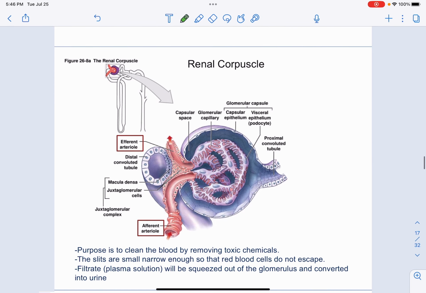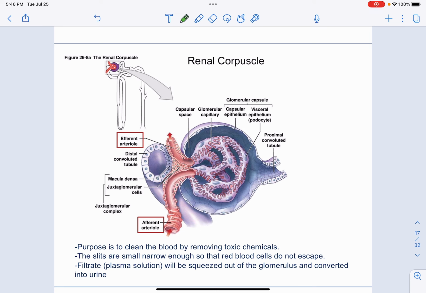All right, so let's go over these features that I just talked about. This is a blown up view of that renal corpuscle. You can see the capsule on the outside, and on the inside of this capsule is the actual glomerulus, which again is just the term used for the capillary bed. You can see the glomerular capillaries here.